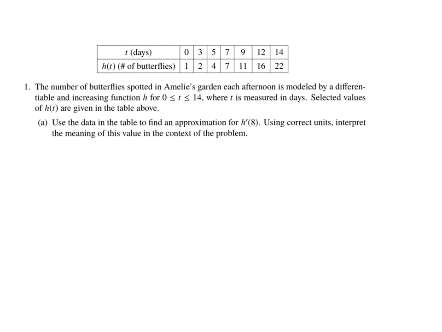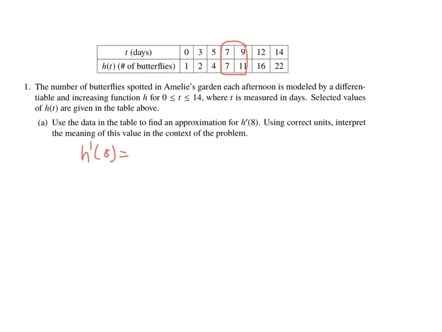For this problem, we have a table that tells us the number of butterflies over time. And for the first problem, we are trying to find an approximation for h prime of 8. So we're going to find our approximation by figuring out the rate of change as close to 8 days as possible. So we have the number for 7, we have the number for 9. We can use the formula for average rate of change between 7 and 9.